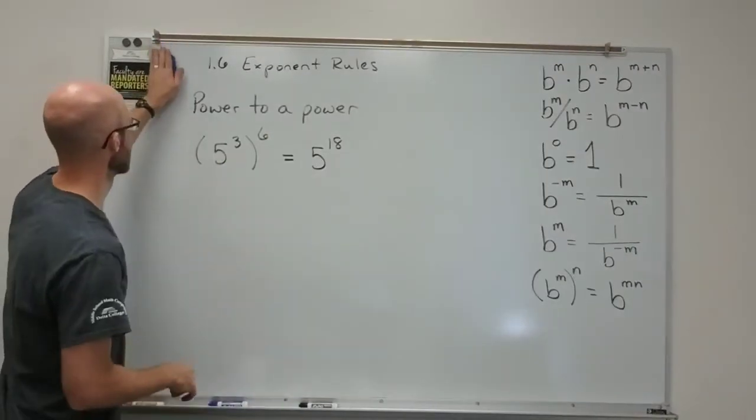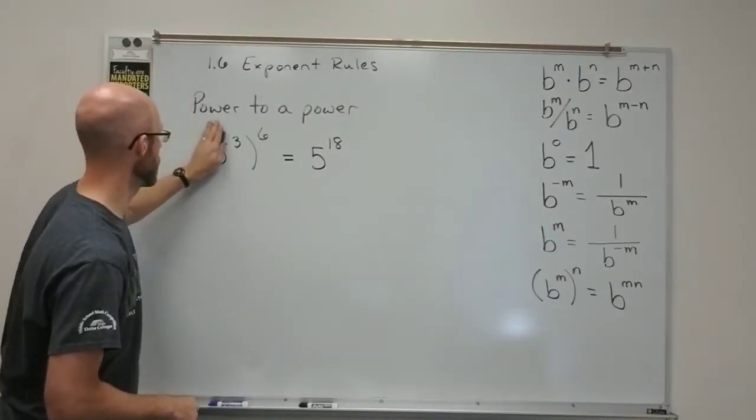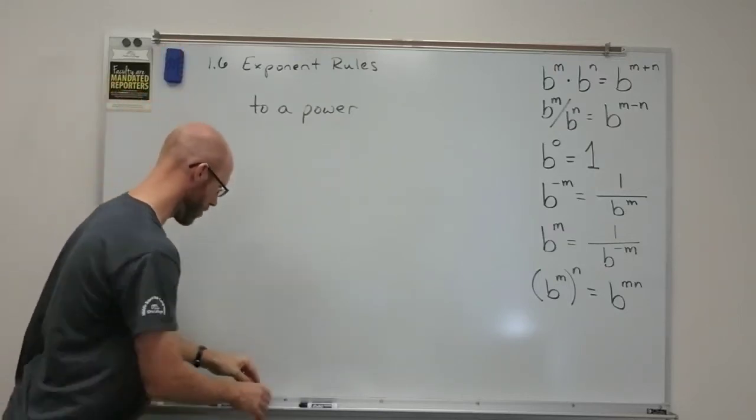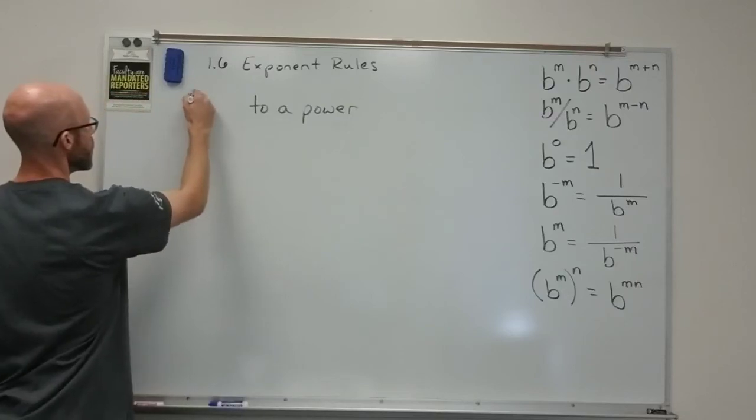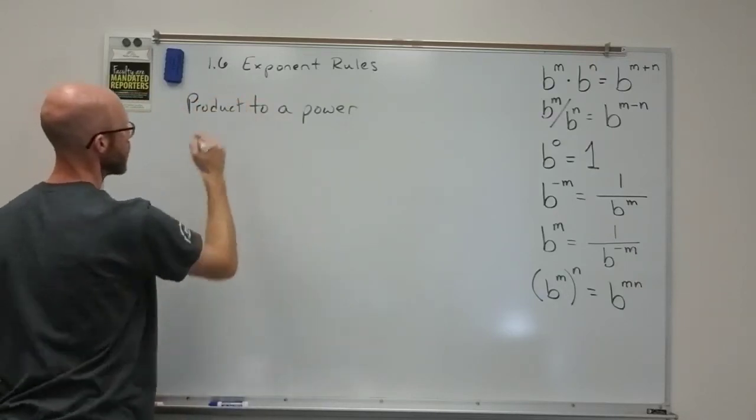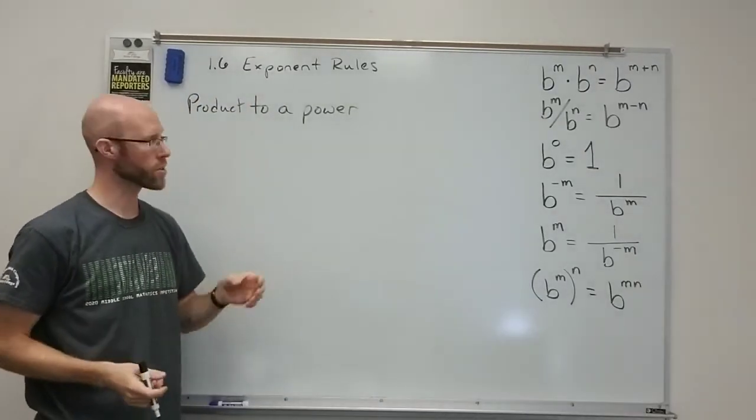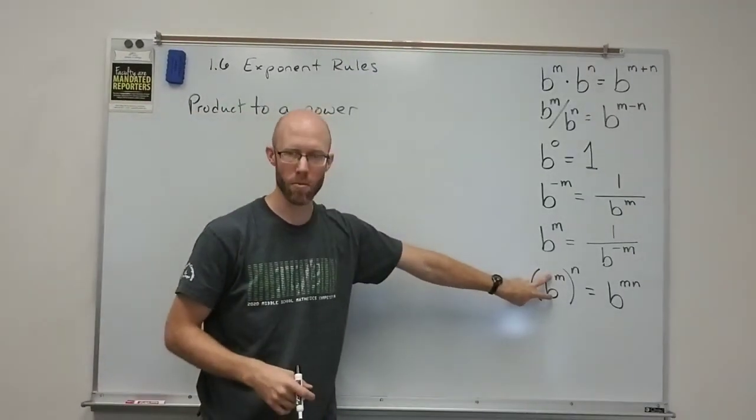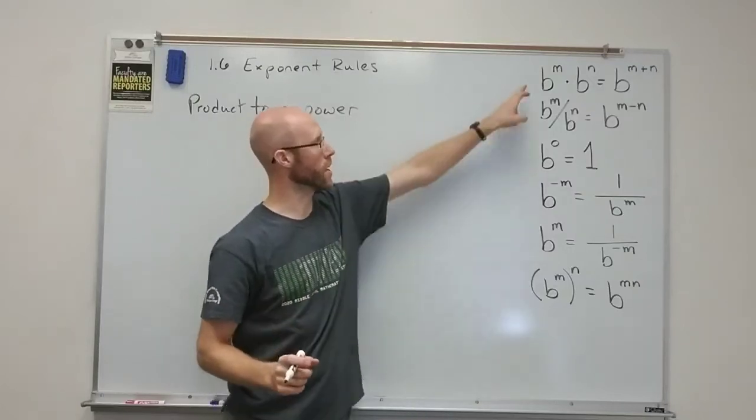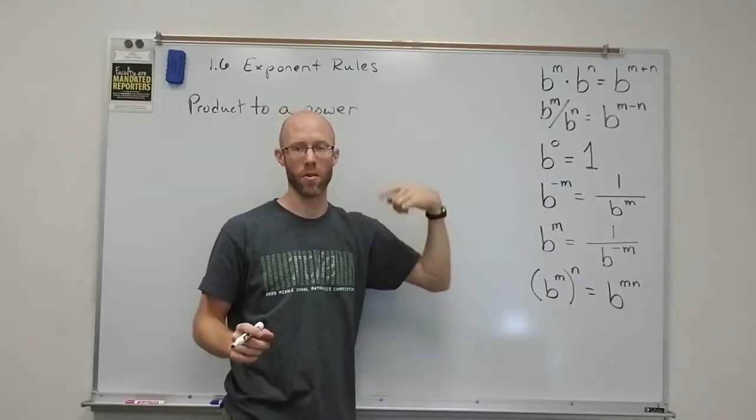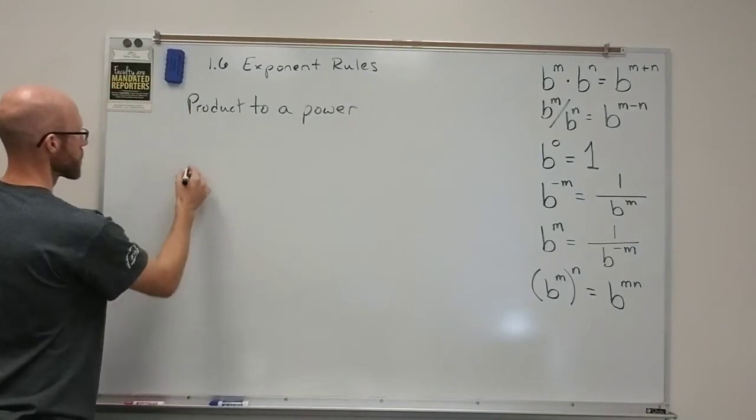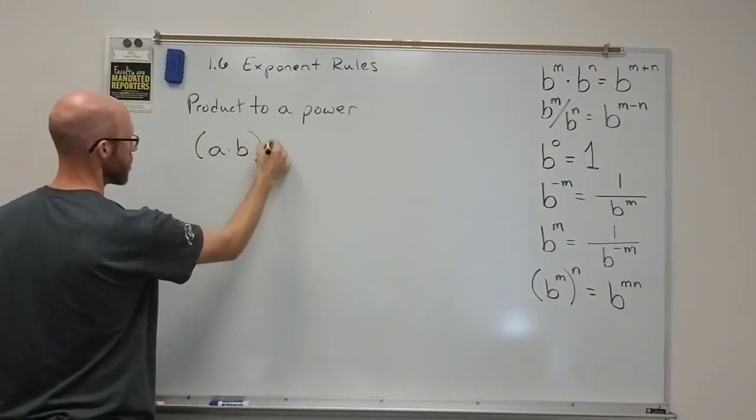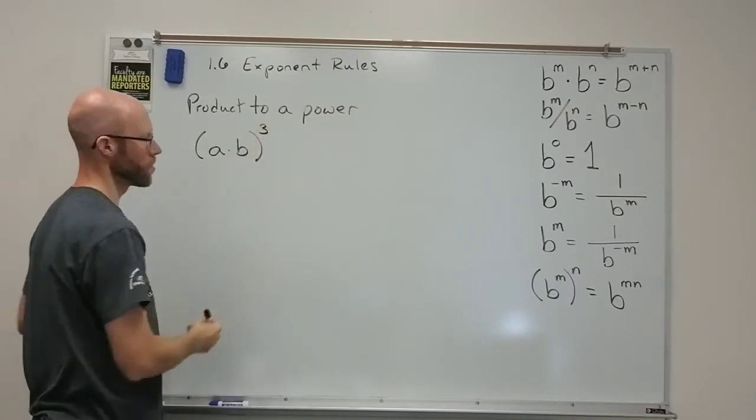Let's see. So that's power to a power, and then we're going to have one called a product to a power. And in the product to a power, instead of having a power on the inside of the parentheses, we're going to have a product of 2 things, kind of like this one. But then raised to a power. So something like a times b raised to the 3rd power, for instance.